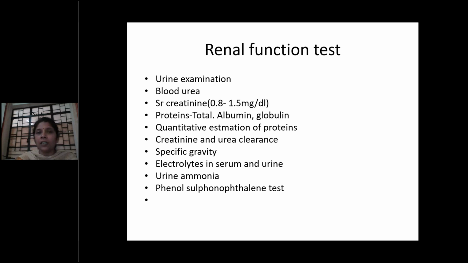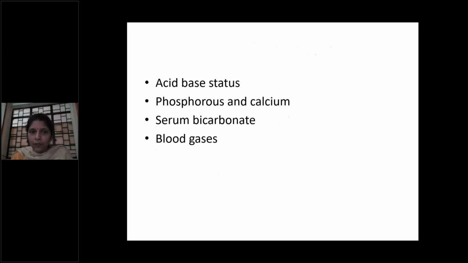These are the common tests which are done for renal function. The most specific test for renal function is creatinine. This is commonly asked as an MCQ. One of the specific tests which is done for evaluation of renal function is serum creatinine. That is one of the very important tests. Apart from that, other tests can also be useful.